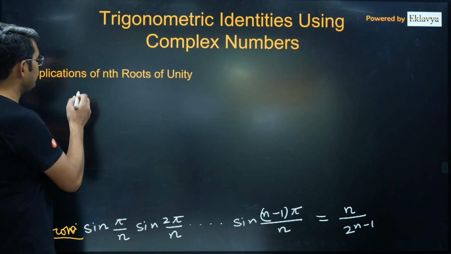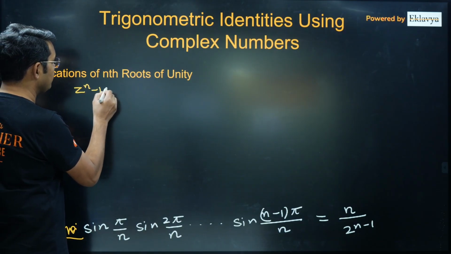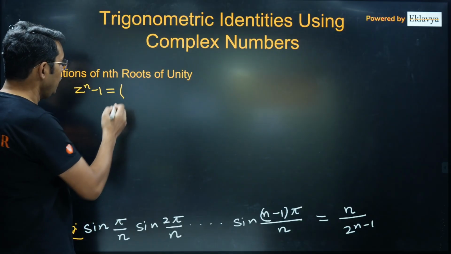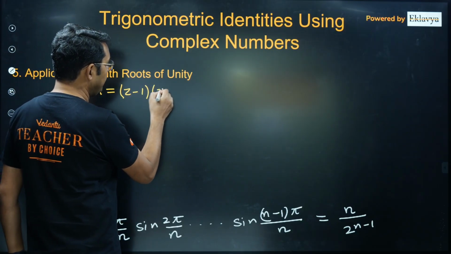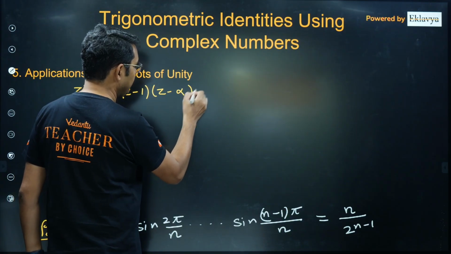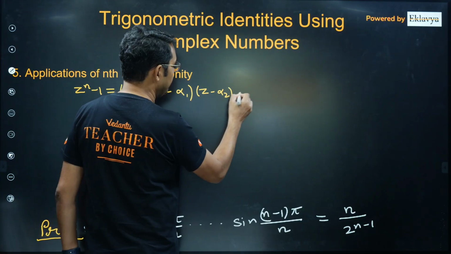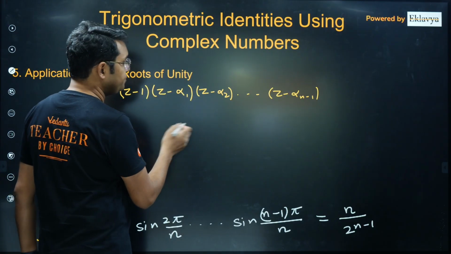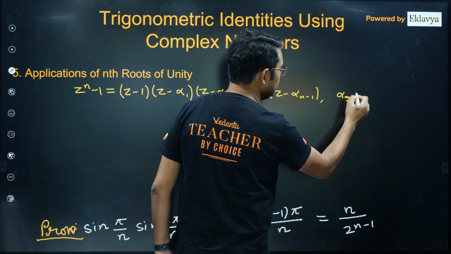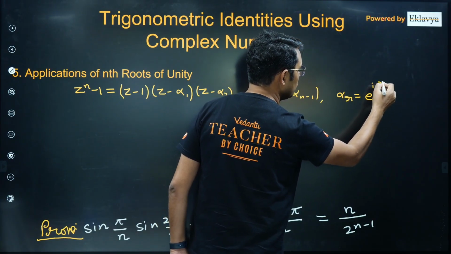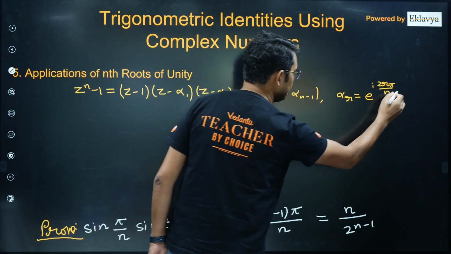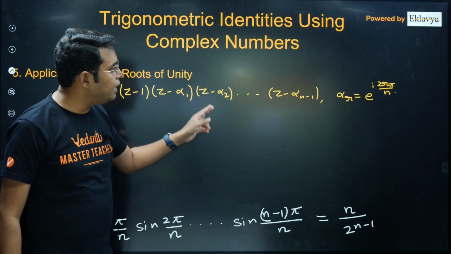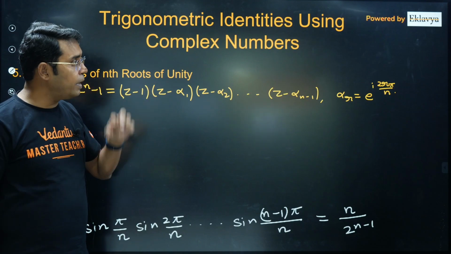How? Please see. So as I told you, z raised to the power n minus 1 equal to 0 has roots as 1, alpha 1, alpha 2, and so on. So using factor theorem, I can write this like this: z minus 1, z minus alpha 1, z minus alpha 2, and so on, z minus alpha n minus 1. Here this alpha r in general is e power iota 2r pi by n. Like if you take alpha 1, it will be e power iota 2 pi by n. If you take alpha 2, it will be e power iota 4 pi by n, and so on.